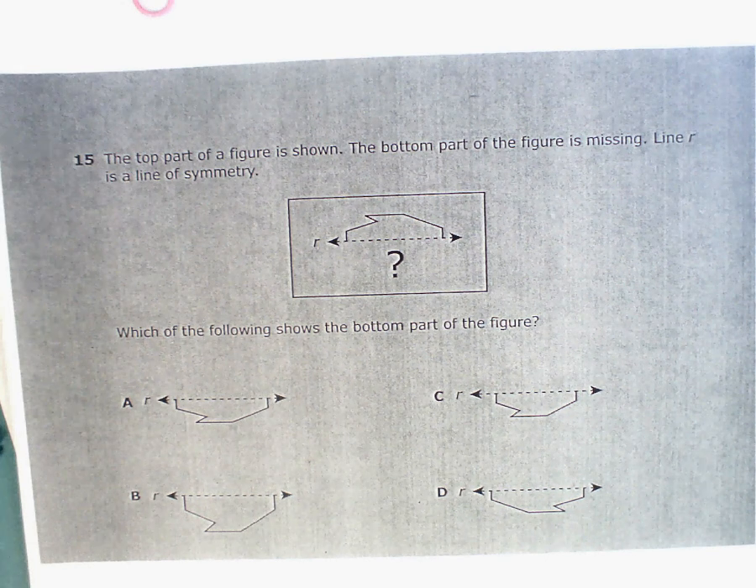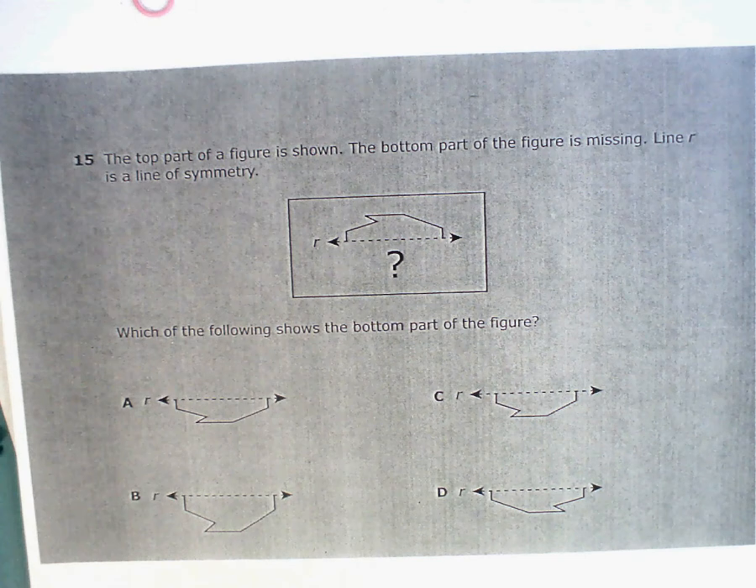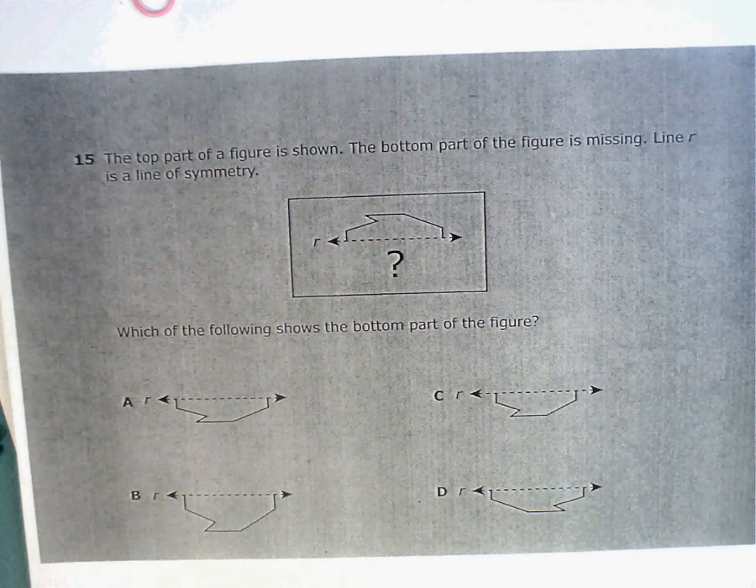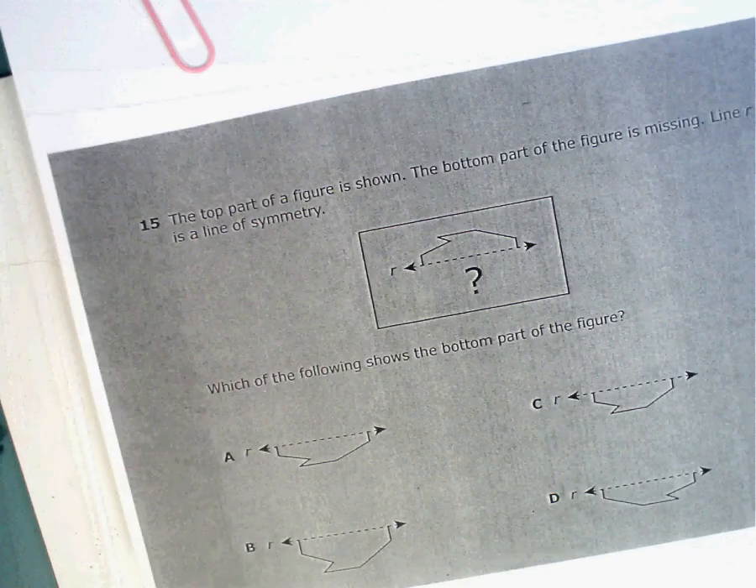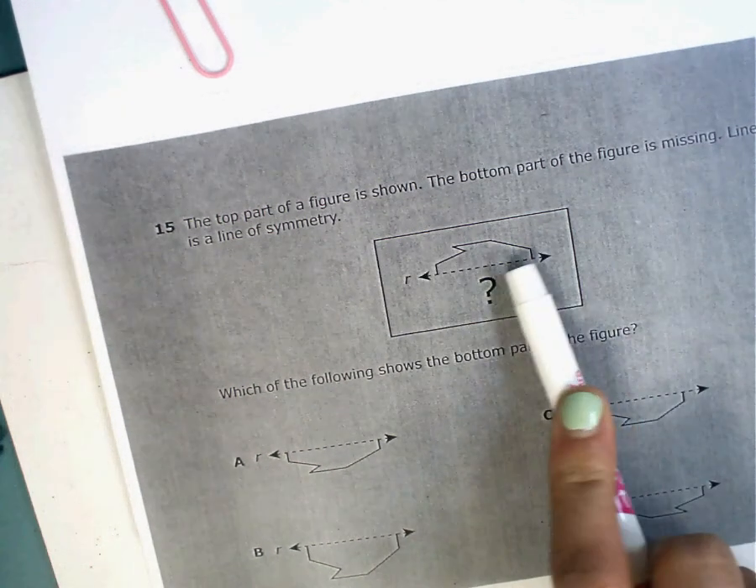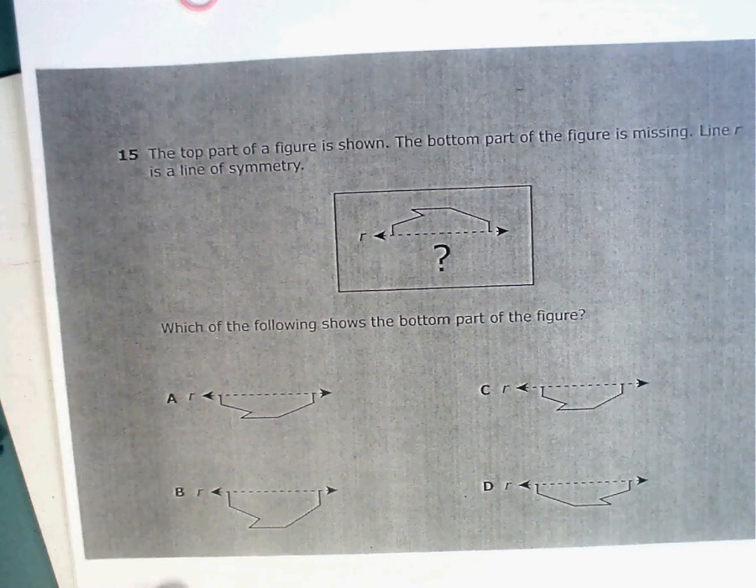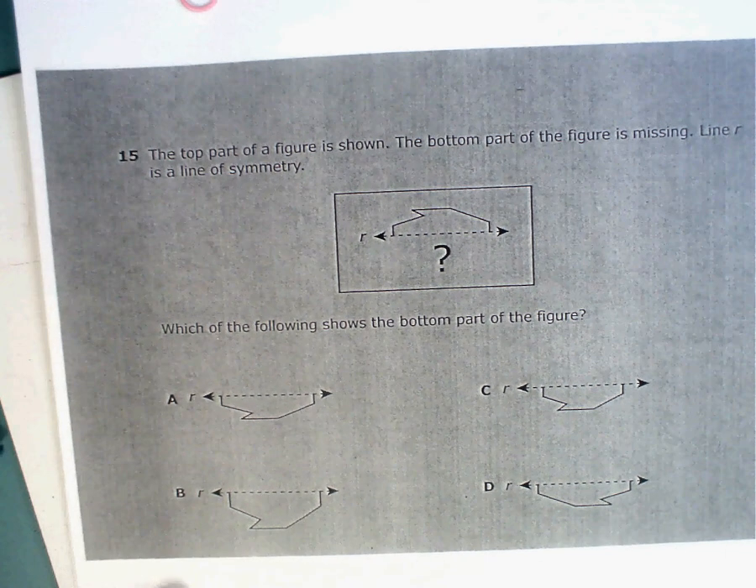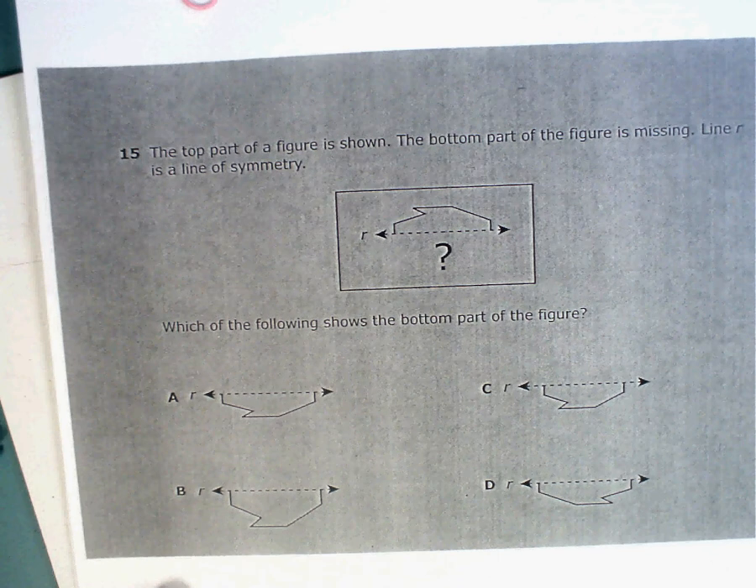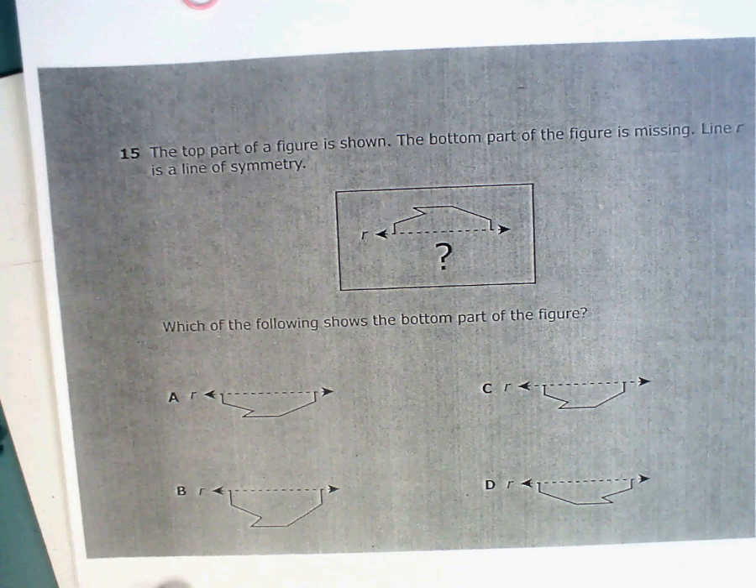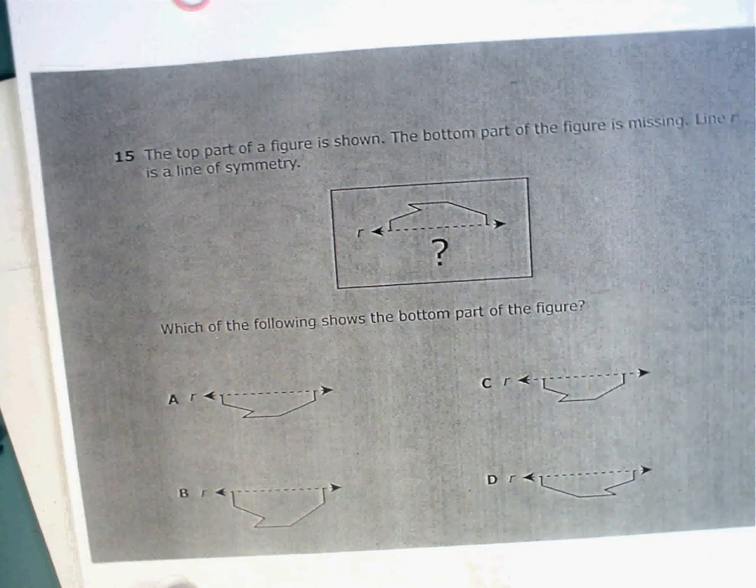Okay. So it says the top part of a figure is shown below. The bottom part of the figure is a line of symmetry. So it's saying that this right here is a line of symmetry, this dotted line. Which of the following shows the bottom part of the figure? So I want to know, if I would have folded this in half, what image would be on this side of it where the question mark is? What do you think?